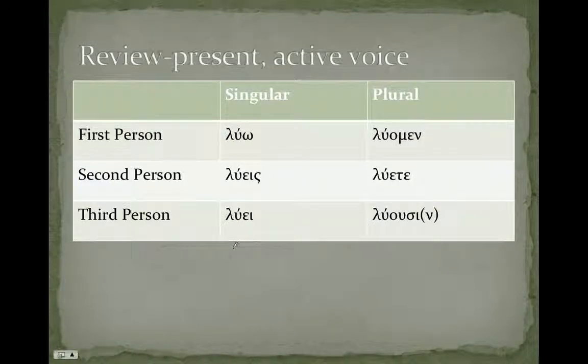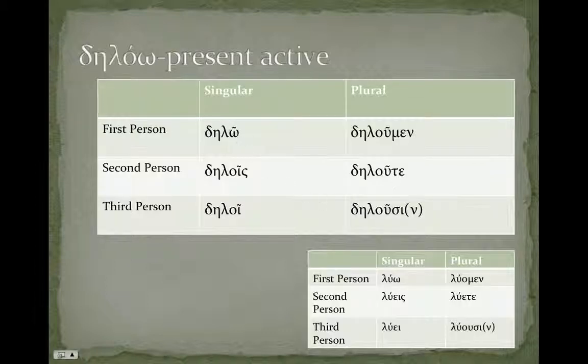There's our luo. So looking ahead, you might say, okay, there might be an oi. Otherwise, it looks like we're going to have a whole bunch of oos. And in fact, looking at it, deloo, accent rules just like for other contracts. Deloo, delois, there's our oi. Deloi, delumen, delute, delousin. So, just as you might have anticipated, that's how it contracts.